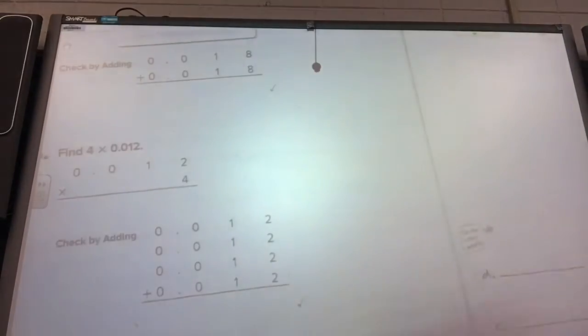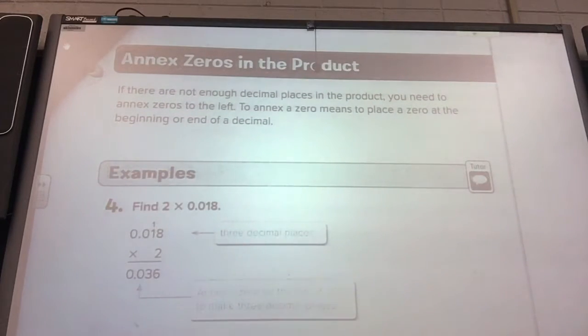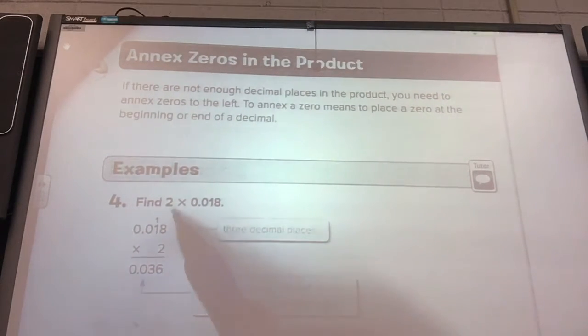All right, page 195. We're just flipping the page. Annex zeros in the product. If there are not enough decimal places in the product, you need to annex zeros to the left. To annex a 0 means you place a 0 in the beginning or end of a decimal. So for example, 2 times 0.018.